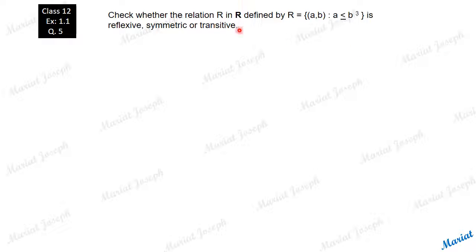This time, the set given to us is the set of real numbers. All real numbers from minus infinity to plus infinity is the domain, same is the codomain. The condition given to choose the ordered pairs from R cross R is a should be less than or equal to b cube. Any ordered pair (a, b) will be included in the relation only if the first number is less than or equal to the cube of the second number. a ≤ b³.